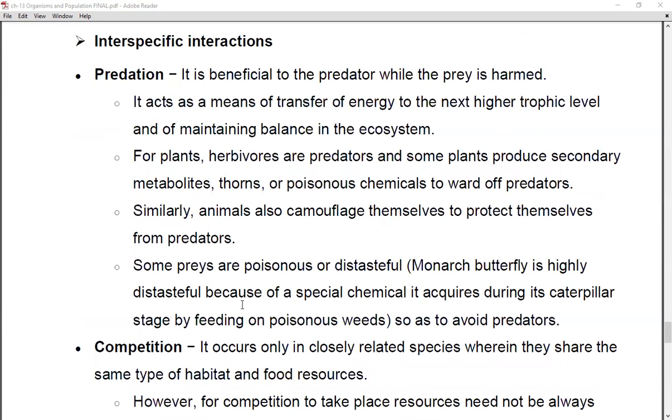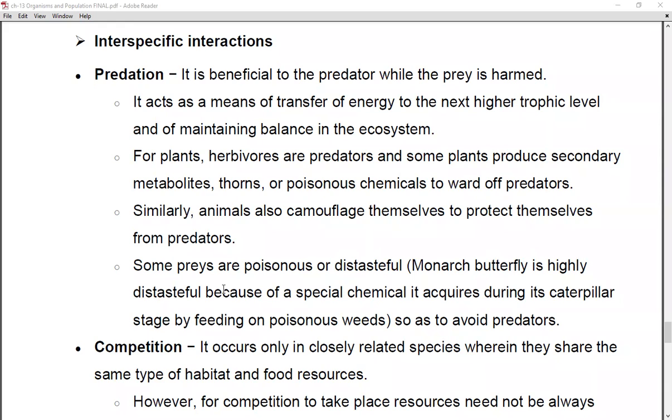In the interspecific interactions, the first one is predation, right? Predation is beneficial to the predator while the prey is harmed. Here, amongst the two partners, one partner is benefited and the other partner is harmed. The one said to be the predator is benefited, while the prey on which it feeds is harmed.